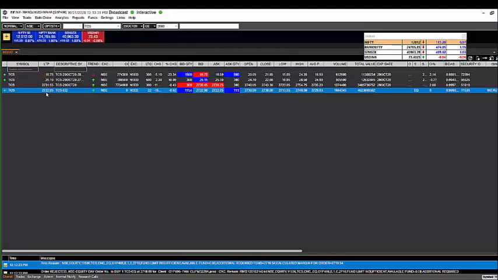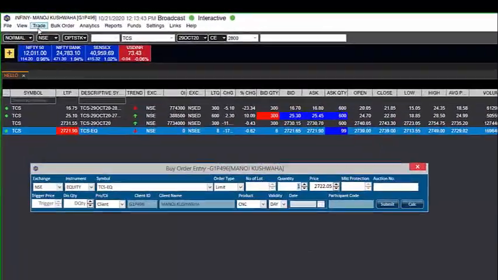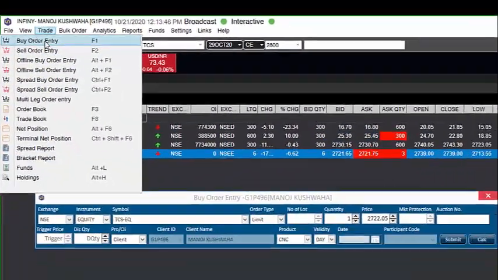To open the buy limit order window, you can either press F1 or the plus button. Additionally, you can also go up here in trade and select the buy order entry window.